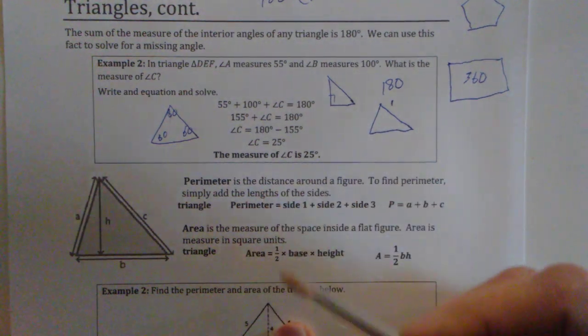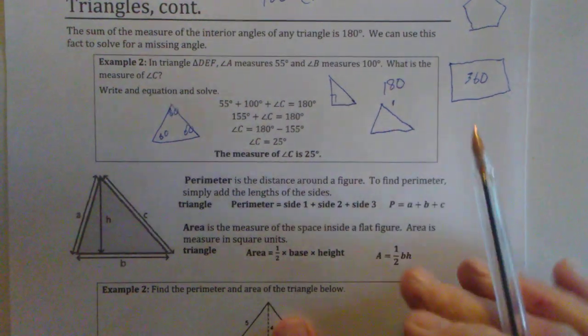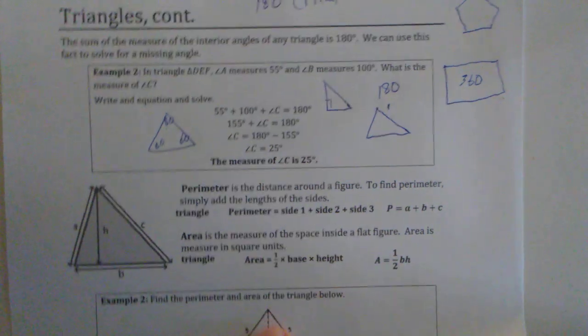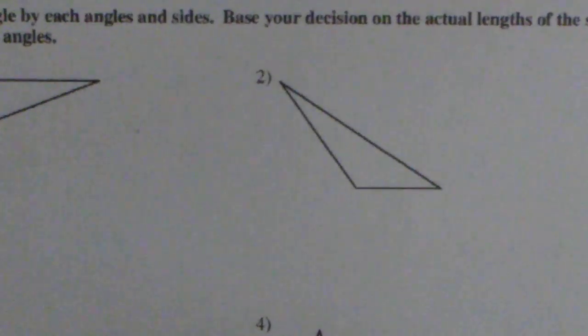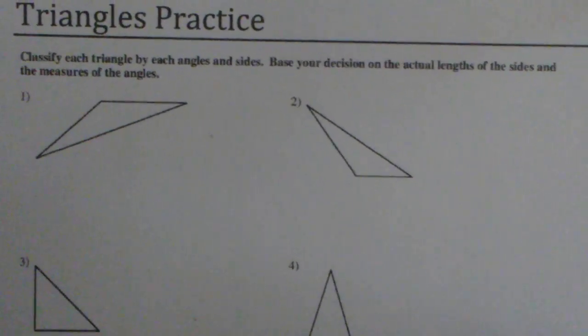We're not going to be doing this part right now, because it's perimeter and area. We'll do that in part 2. Okay, so let's look at some problems here, so we can get through this. What's the directions here?